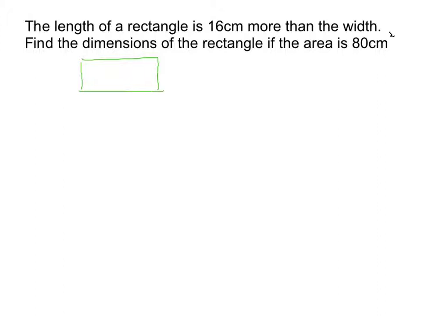We don't know what the width or the length is, so I'm just going to call the width x. And therefore the length is going to be x plus 16. Then we are dealing with an area equation. So area equals length times width. In our case, we know that the area is equal to 80. Will be equal to x multiplied by x plus 16.